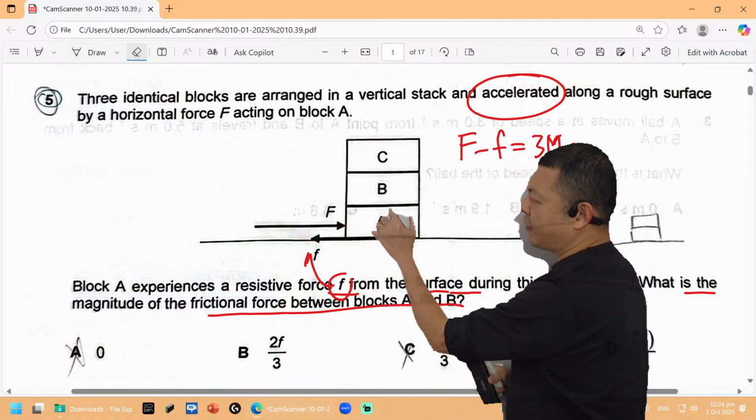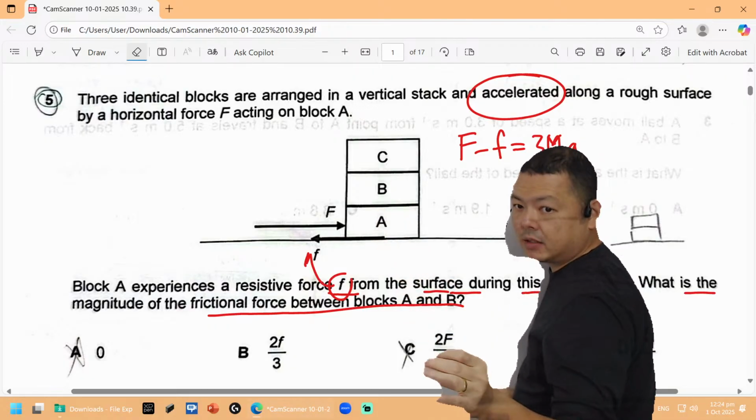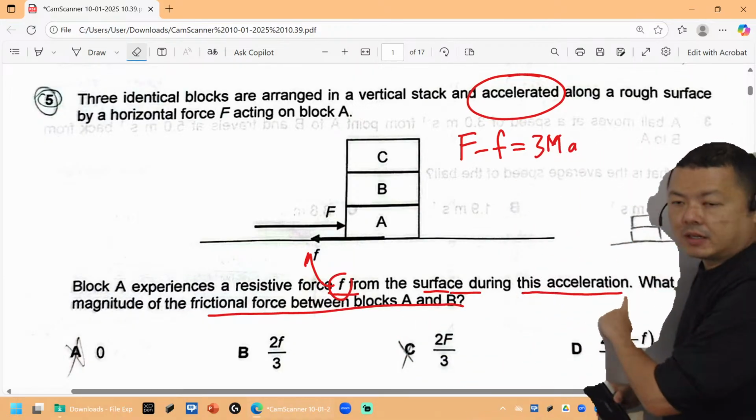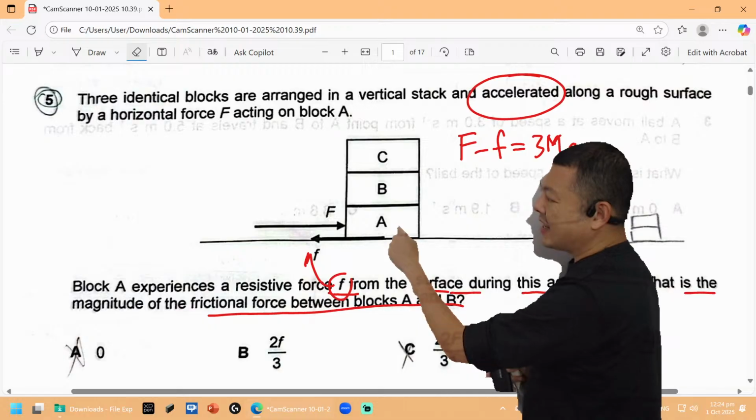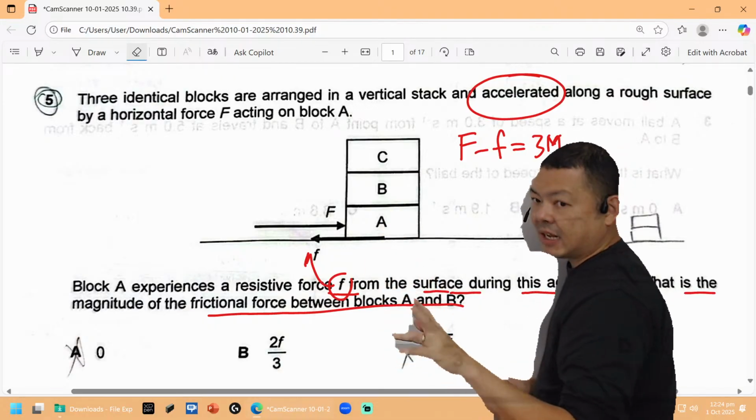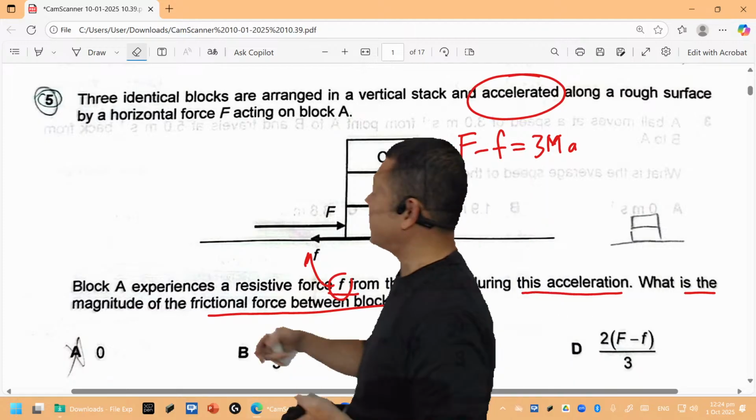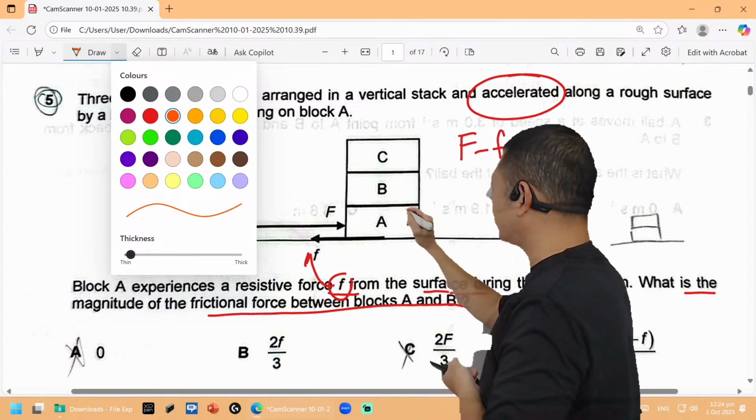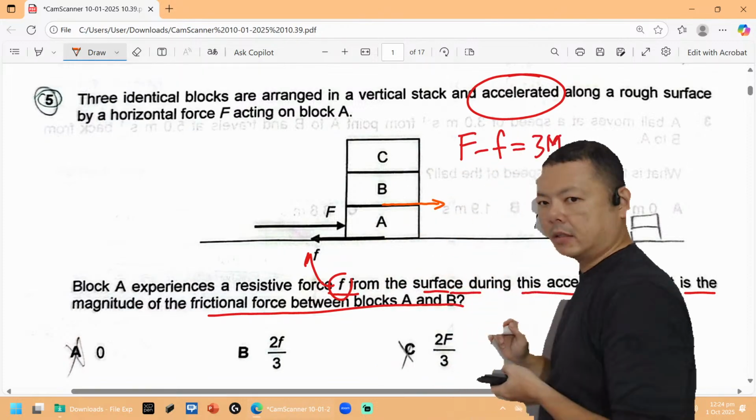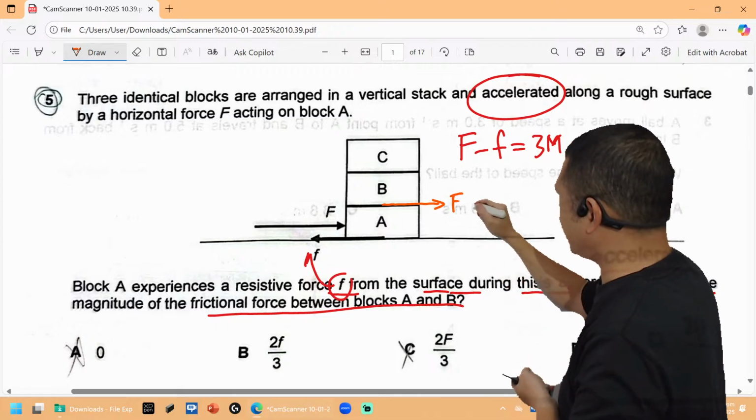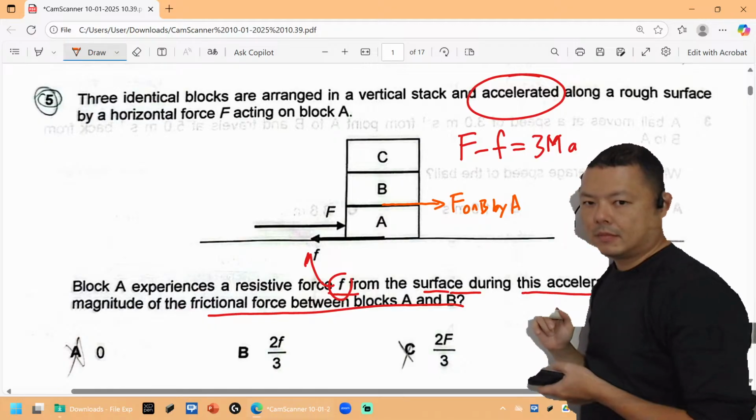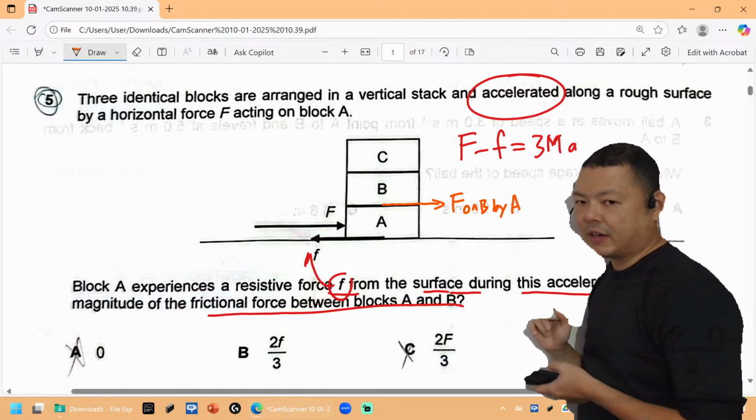So now they want to ask you about the friction between A and B. Do you understand that the friction between A and B, this statement here, actually means that there are two forces? There's one friction force that points on the bottom of B by A. This is f on B by A. Never heard of this before, or not entirely sure?